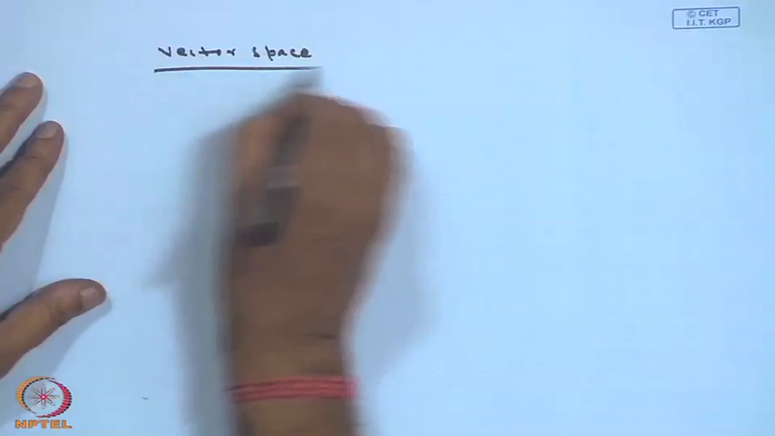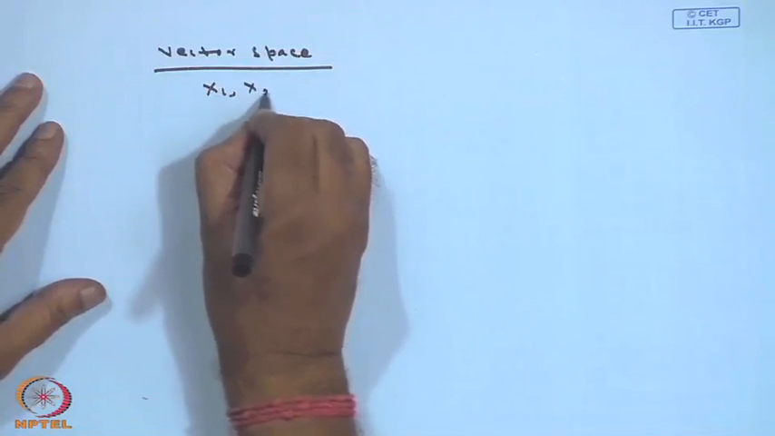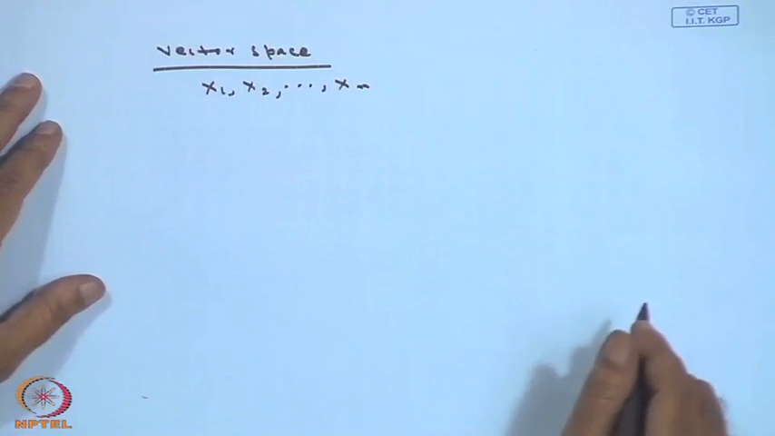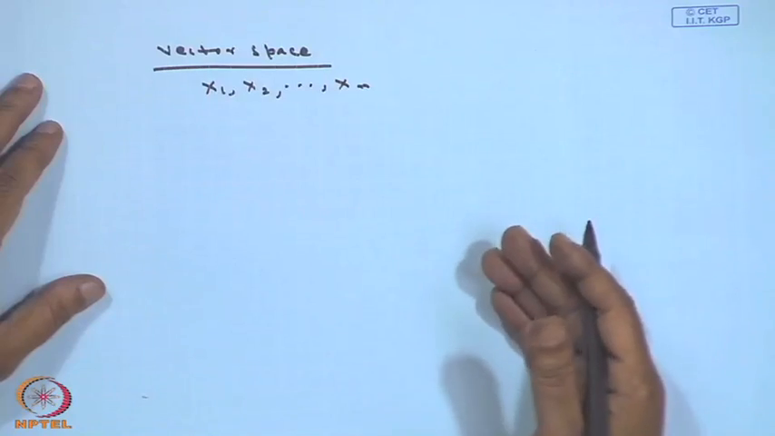Assume a set of vectors x1, x2, ..., xn. If this set of vectors is closed under addition and scalar multiplication, then we say that this set of vectors forms a vector space. So, the next question obviously comes: what do you mean by closed under addition and scalar multiplication?